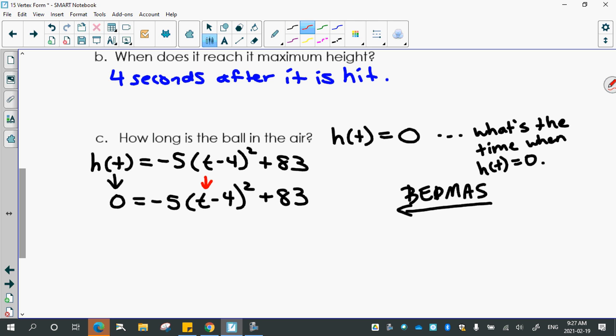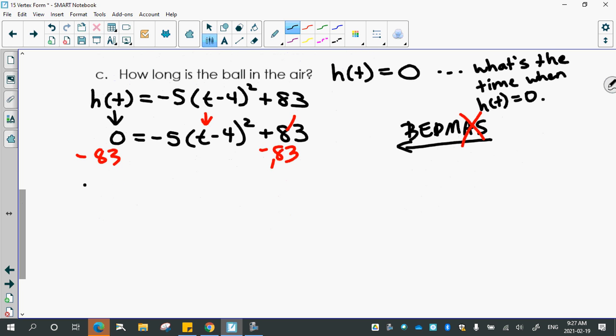What would I do to both sides first, do you think? Jack? That is exactly what you would do first. Good. So reverse BEDMAS, undo any adding or subtracting. So 0 subtract 83 is negative 83.